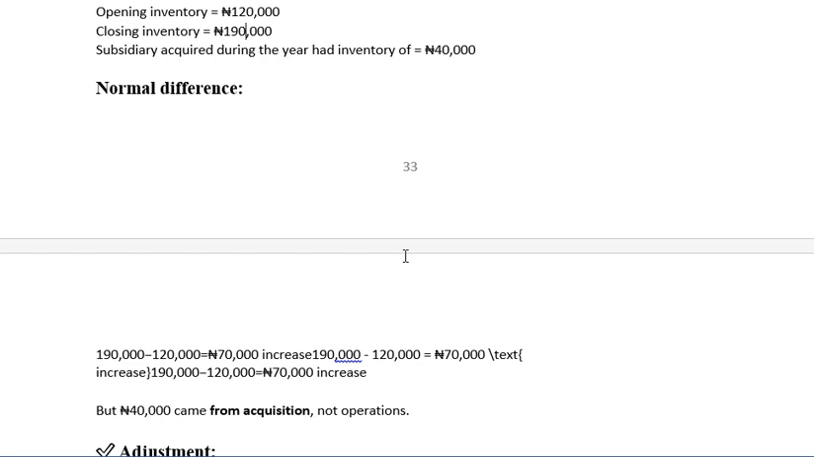Some people will say that if there is an increase in your asset, it is an inflow or an outflow, and if there is a decrease, it is an inflow or an outflow. I don't know how to memorize. Me, I like to tackle my questions with reality. So what do you think? If your inventory at the beginning was 120 and at the end of the year you have an inventory of 190, is that a cash inflow or an outflow?